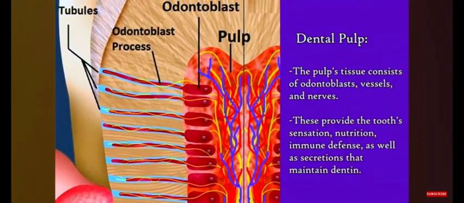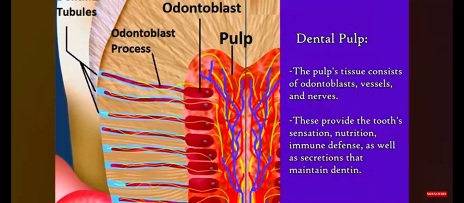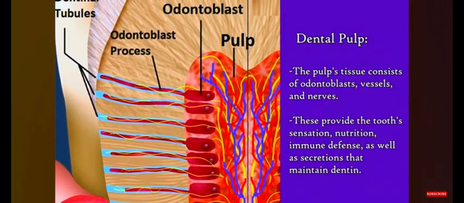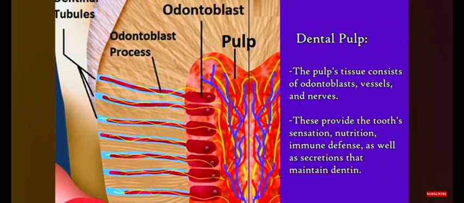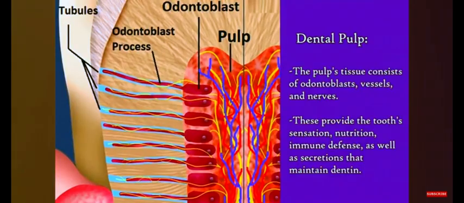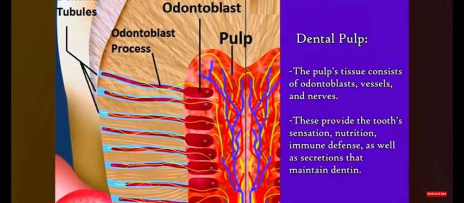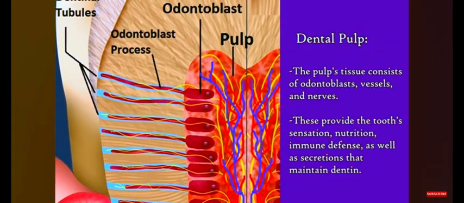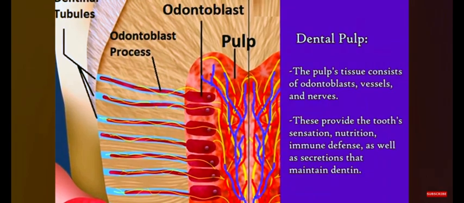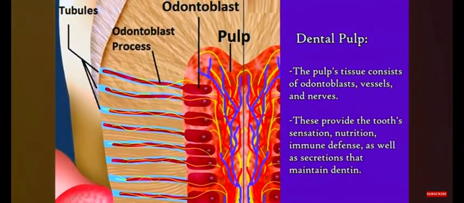Cells present in the pulp are odontoblasts, which help in synthesizing dentine; fibroblasts, which produce the pulp matrix, which is the connective tissue of the pulp; undifferentiated cells, which can differentiate into other types of cells like odontoblasts or fibroblasts; and lastly, the defense cells, which include macrophages and other immune cells that protect the pulp from infection.